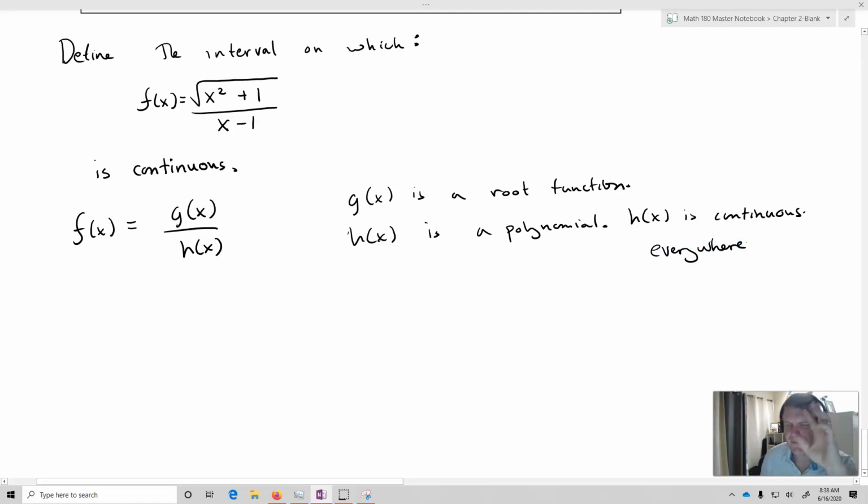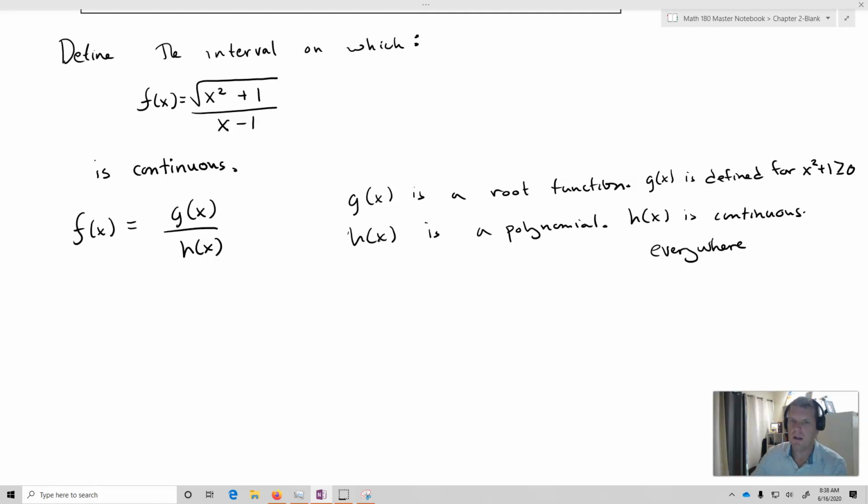And then g of x, a little bit more complicated, right? G of x is defined for x squared plus 1 greater than or equal to 0. Okay, x squared plus 1 is greater than or equal to 0, right? So if I look at this, I now need to say, okay, well, what's the domain for g of x?